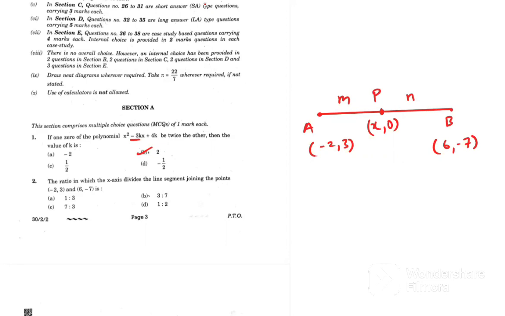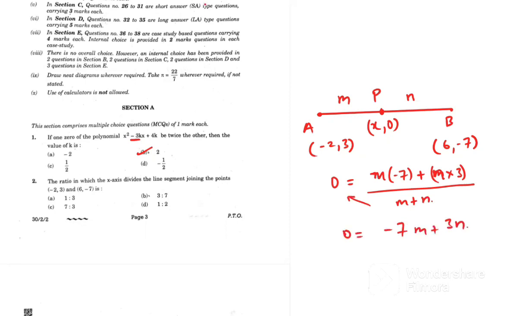Therefore, for the y coordinate, we can say y is 0. So I can equate y to m into y2, so m into minus 7, plus n into y1, which is 3, divided by m plus n. Now if you do cross multiplication, we get 0 into m plus n, which is 0, equals minus 7m plus 3n. Therefore, we can write 7m is equal to 3n, or m divided by n is equal to 3 divided by 7, which is nothing but 3 is to 7. So 3 is to 7 is option B. So that is the correct option.